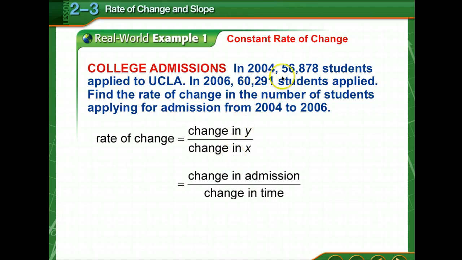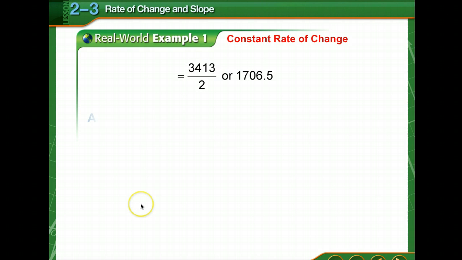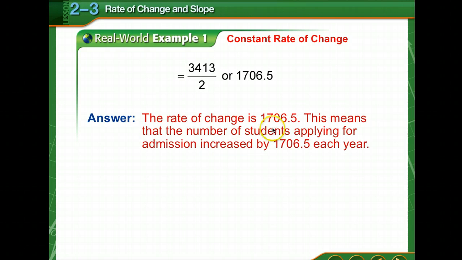So our y is going to be change in admissions and, of course, change in time. We put our time across the x-axis, so time is x. So we have 60,291 students, and we'll subtract the 56,878. And our change in x is 2006 minus 2004. We subtract them from each other. So the rate of change is 1,706.5. This means that the number of students applying for admission increased by 1,706.5 each year. So there's that half a person, huh? Wonder which half.